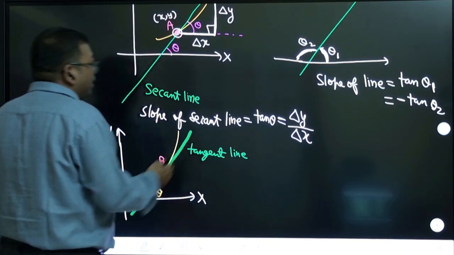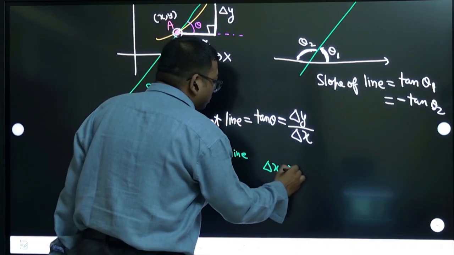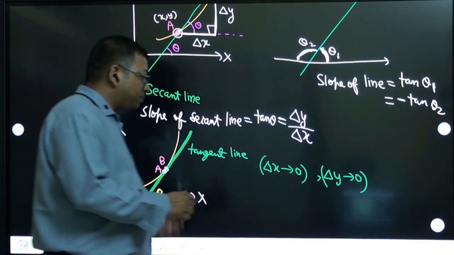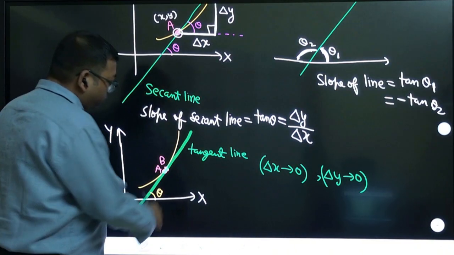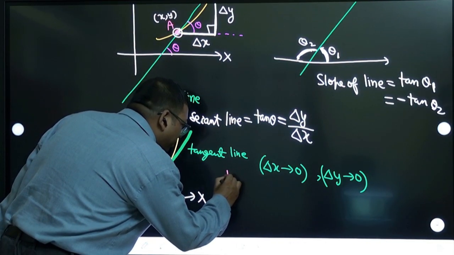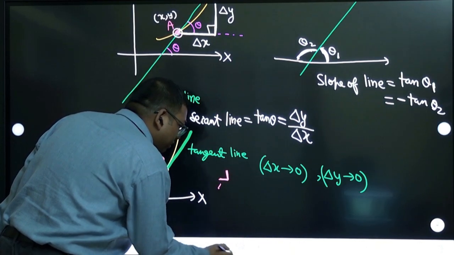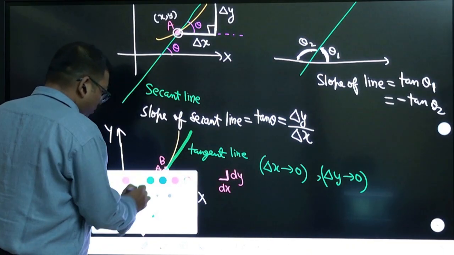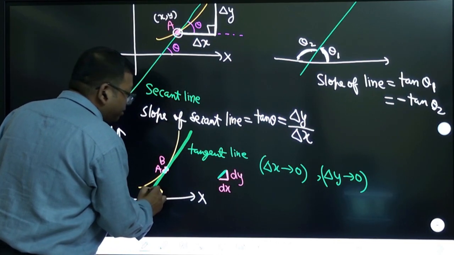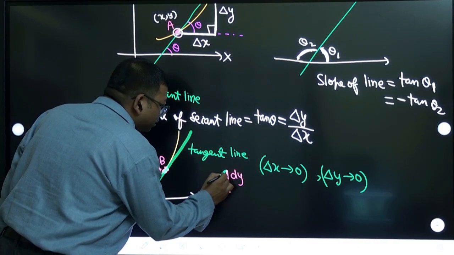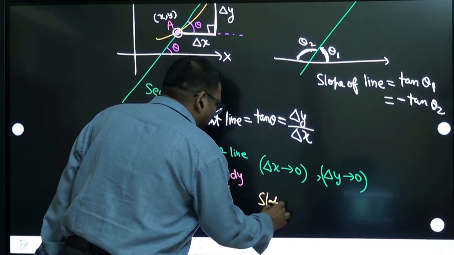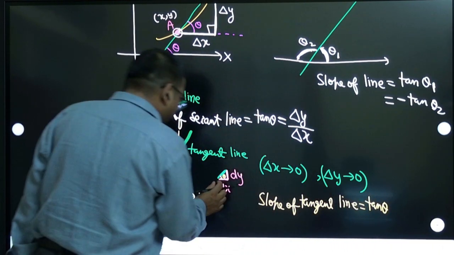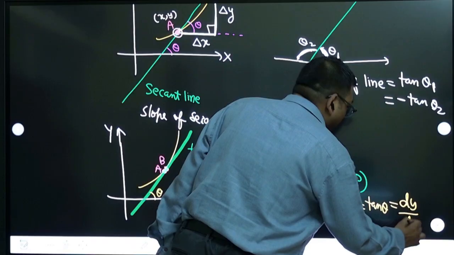When can this secant become tangent? When delta x becomes almost 0, or delta y becomes 0. So you may imagine that a very small triangle is forming. Instead of delta x you can write dx, and instead of delta y you can write dy. A very small triangle is forming, and that theta is the same theta here. So now we can say that the slope of tangent line, which is tan theta in this very small triangle, is dy by dx. Clear?